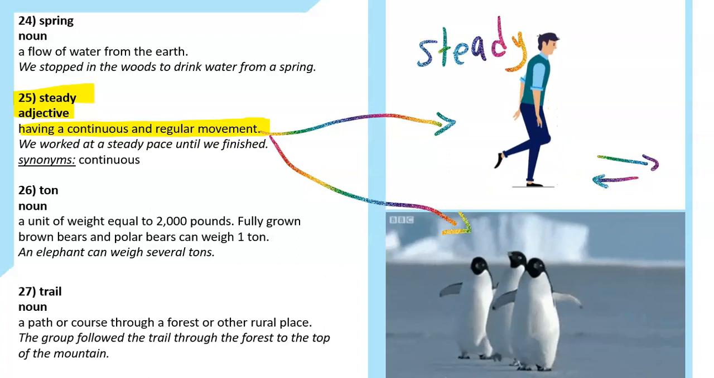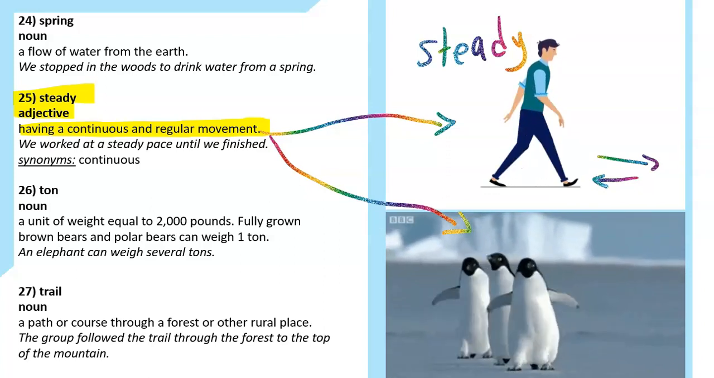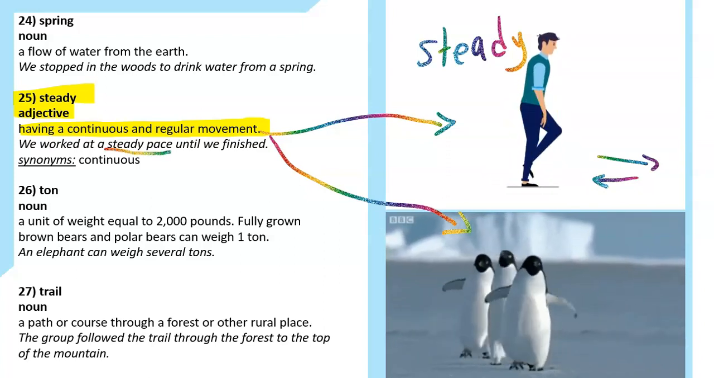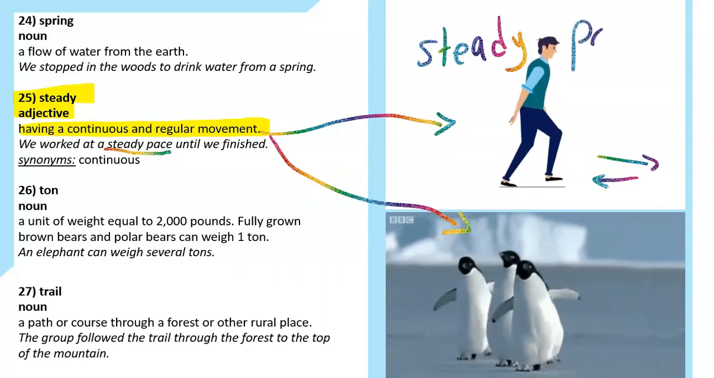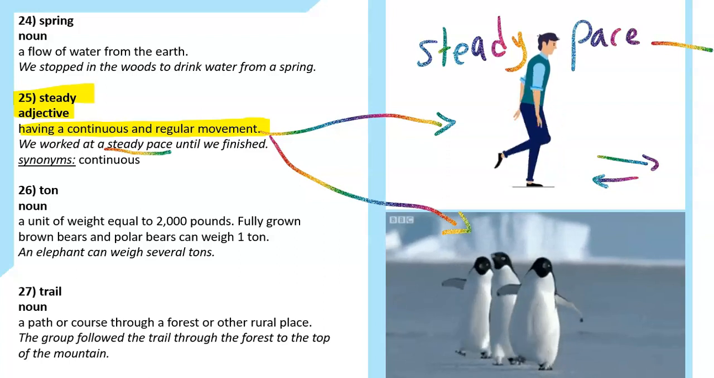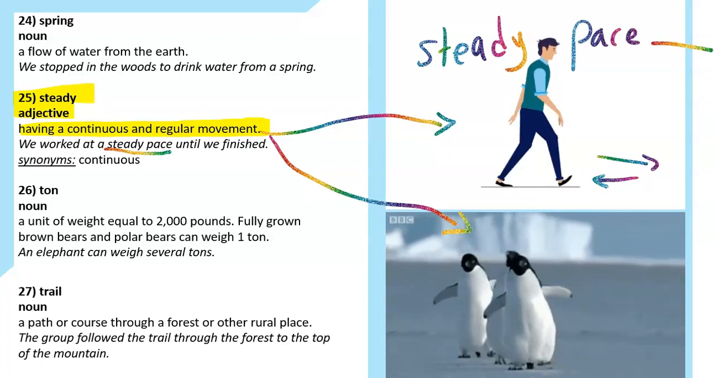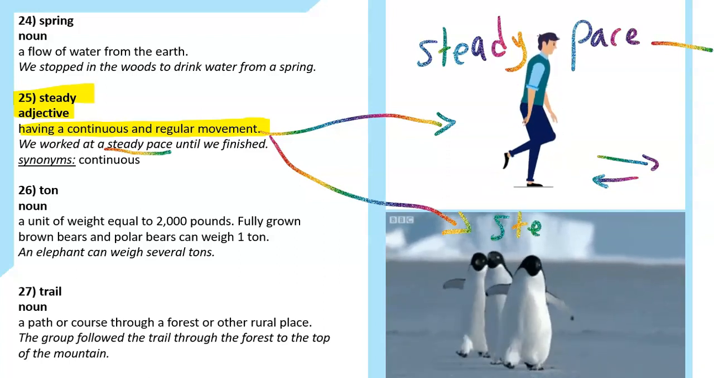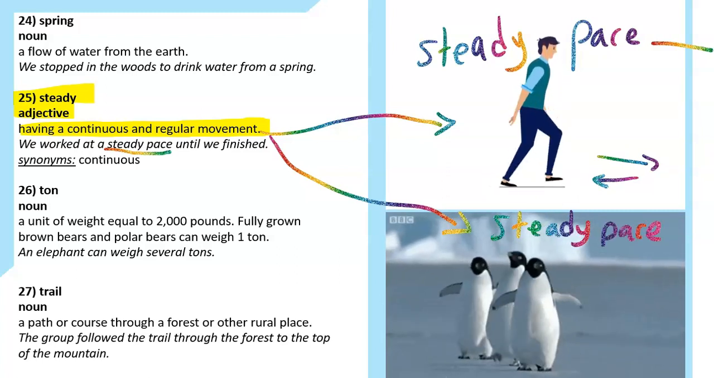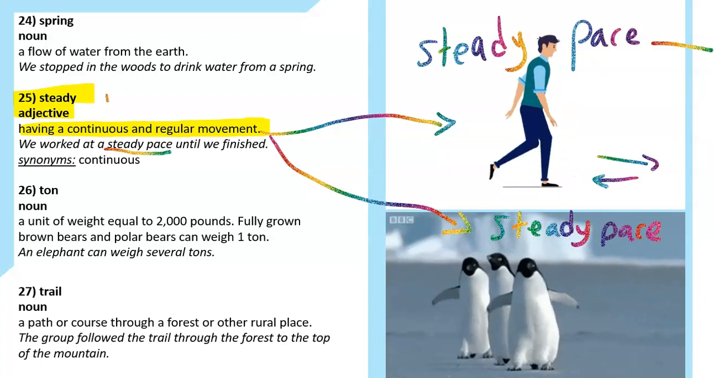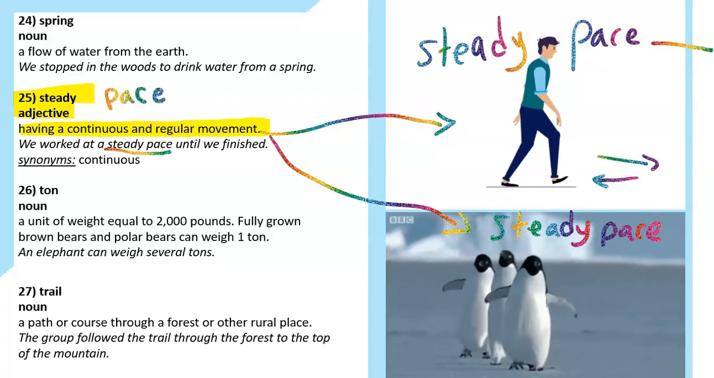This is how you can use this word. We worked at a steady pace until we finished. He was walking at a steady pace to the park. The penguins were walking at a steady pace to the ocean. Use these two words together, steady and pace.